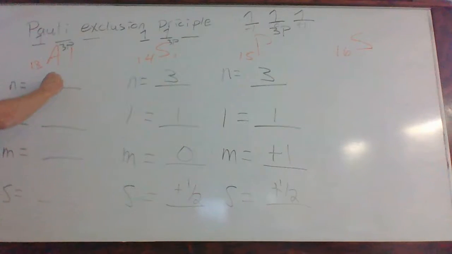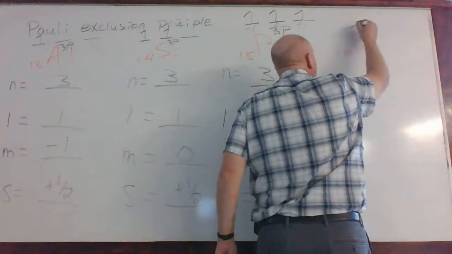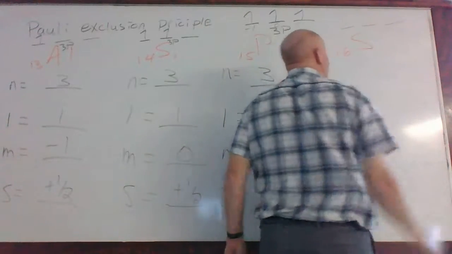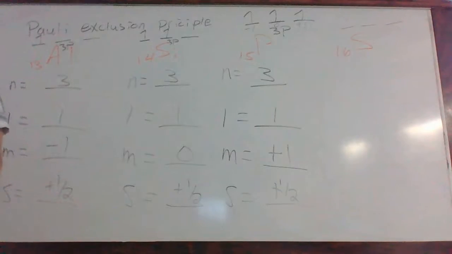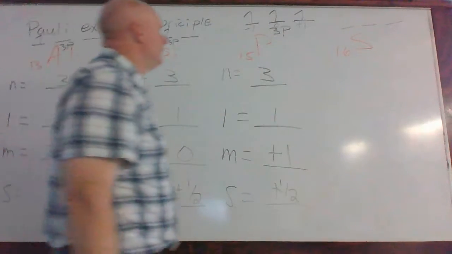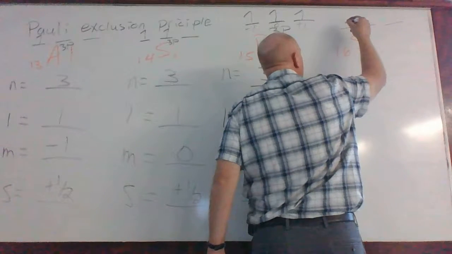So what is N? What is L? What is M? And what is S? Okay, so now we've got 3 of the 4 done. Finally, what column is sulfur in the P block? 4th one. Okay, so again, let's follow our bus seat rule.